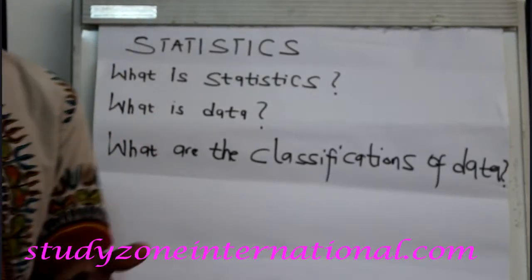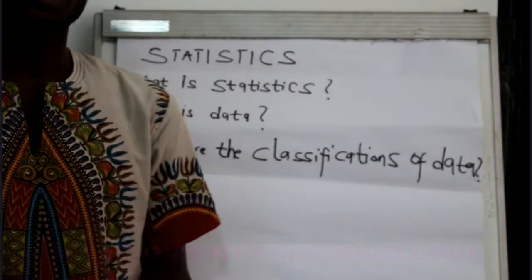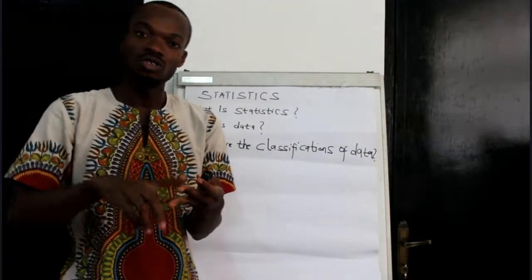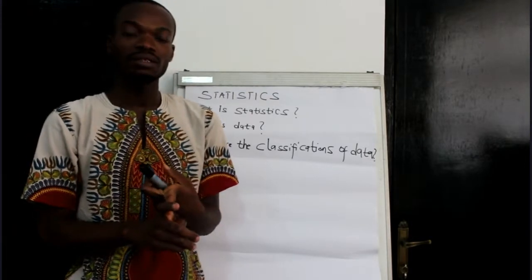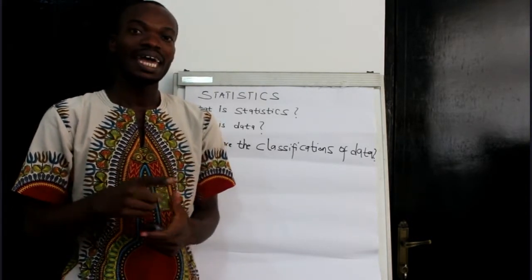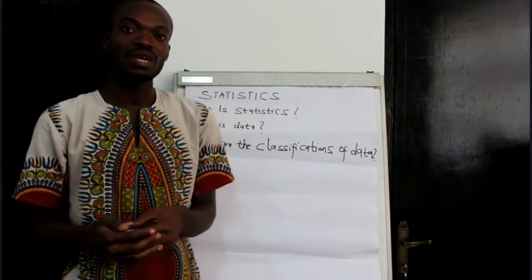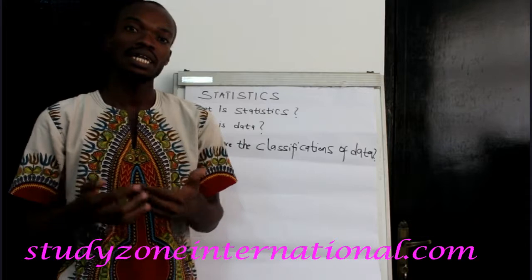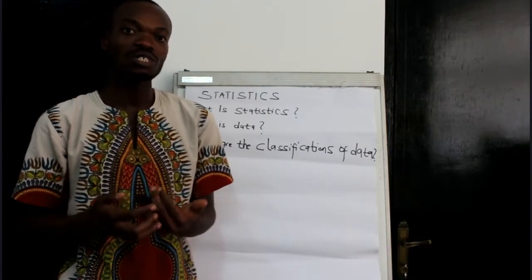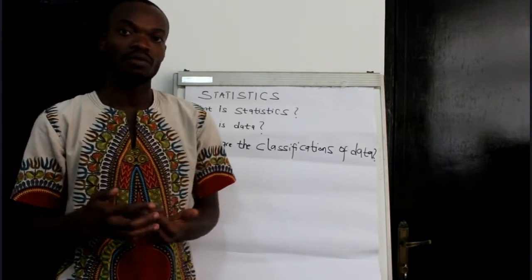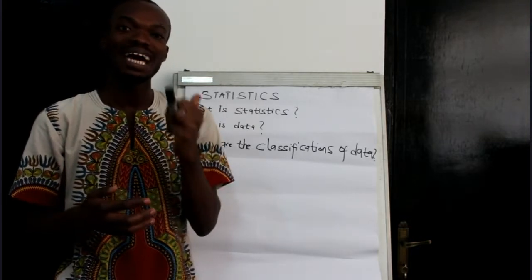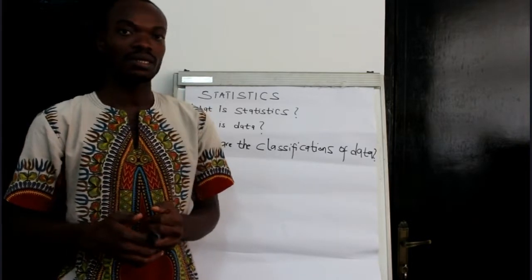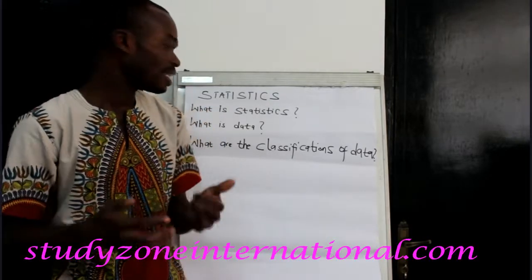Basically, when we say statistics, it is the systematic and scientific method of collecting, organizing, grouping, summarizing, presenting, and analyzing data, as well as making decisions and inferences based on the data that has been analyzed. So in statistics, you don't just collect and organize and present data, you also make analysis, and based on your analysis you also make decisions. That is all what statistics is about.